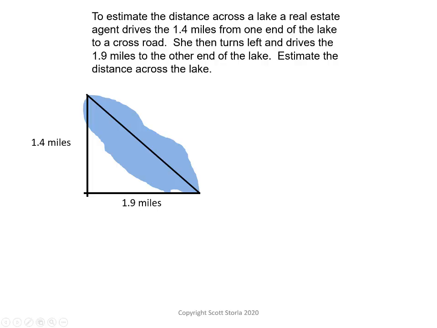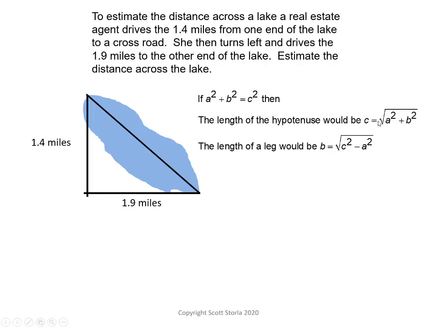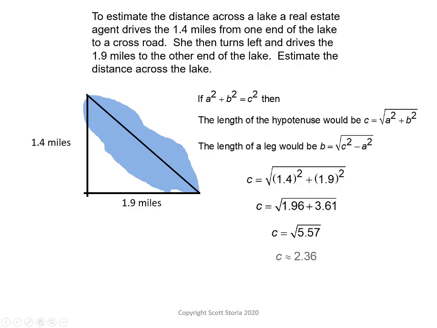Again, we're looking for the hypotenuse, so we'll start with this form. I'll put in my leg lengths. I'll square and add. That's the exact distance in miles. I'll use a calculator to get an approximate distance, so it's about 2.4 miles across the lake.